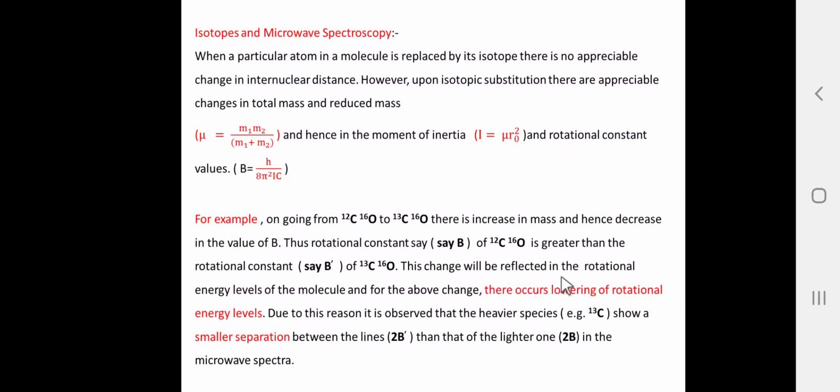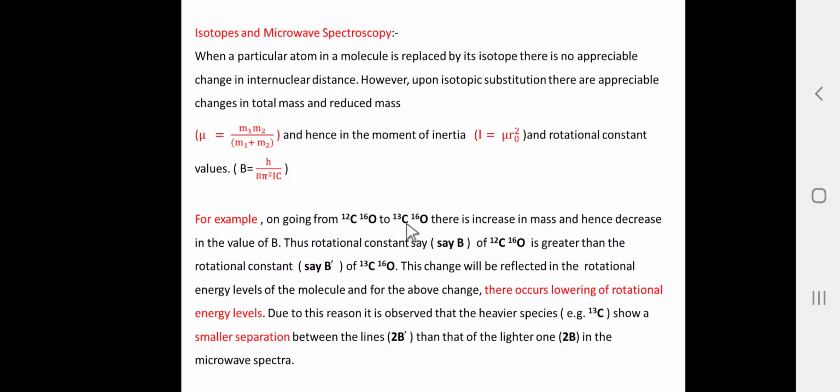This change will be reflected in the rotational energy level of the molecule, and for the above change there occurs a lowering of the rotational energy level. So, friends, when we consider this carbon monoxide where carbon 12 is used, and this carbon 12 is replaced with carbon 13, that is an isotope of carbon, and we consider the energy levels for the carbon monoxide where carbon 13 is used, what is the observation? There is a lowering of rotational energy levels.